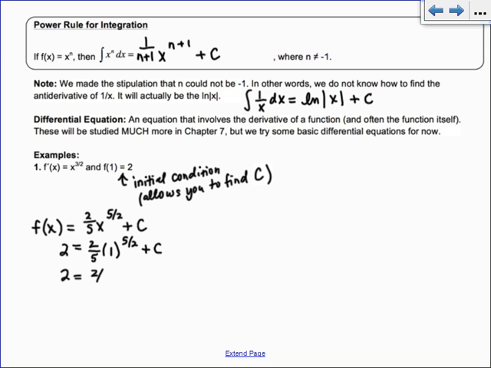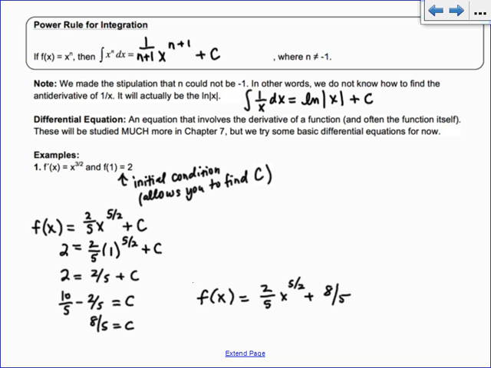So we have 2 equals 2/5 plus c. So I'm going to have 10 over 5 is the 2, minus 2 over 5 equals c, so I get 8/5 equals c. So our last step is to always write that function. So I still have 2/5 x to the 5 over 2. But now I found my c, and it's 8/5.